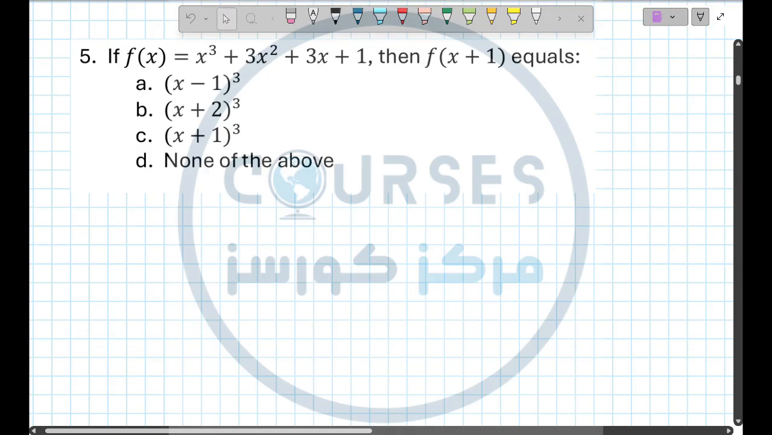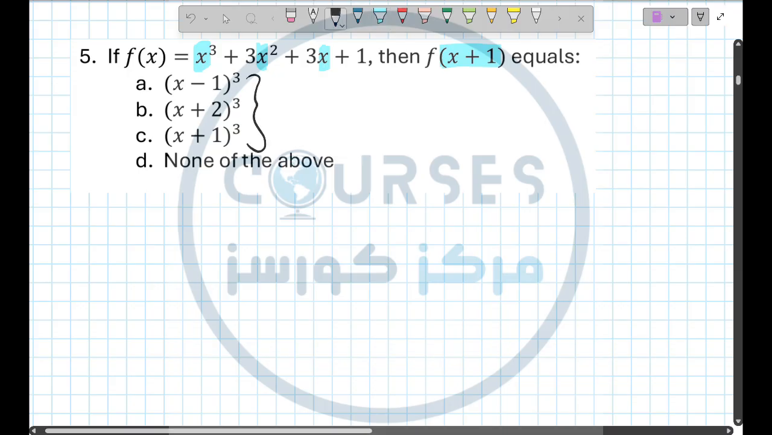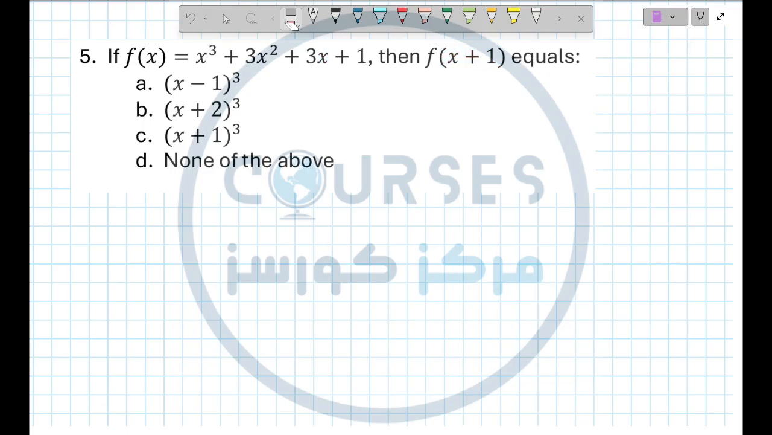Okay, this one is a little bit tricky. If f of x equals x cubed plus 3x squared plus 3x plus 1, then f of x plus 1 equals. So we know in this type of problems, we usually replace x with whatever is in the bracket. But if you keep doing that, the answer will be a polynomial. It will not look like this. So we need to be smart about this.